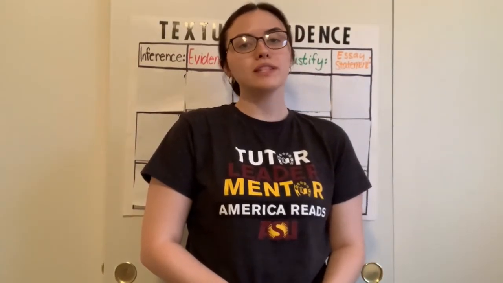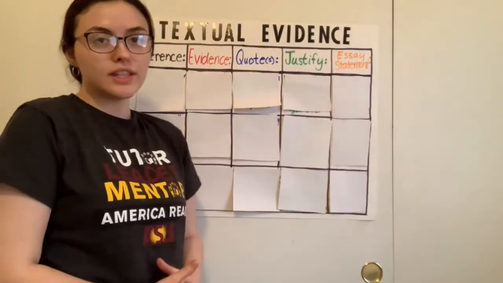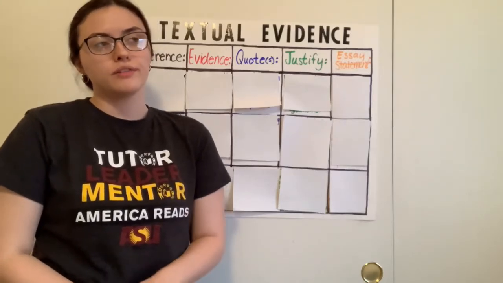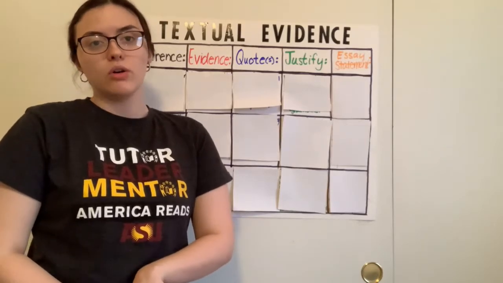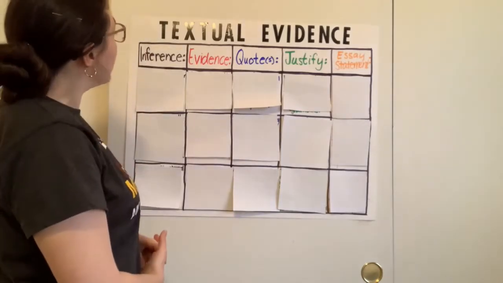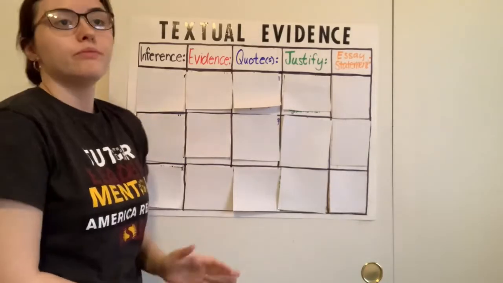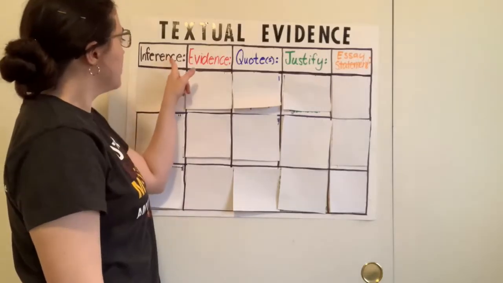Now we are going to create a graphic organizer that will help us later on to organize our thoughts so that we can pick out the best textual evidence to support our inferences. So let's get to it. The first thing I would like you guys to do is take out a piece of paper or a poster board. Then please title your paper Textual Evidence. Next, we are going to create a table that has 5 columns and 4 rows.